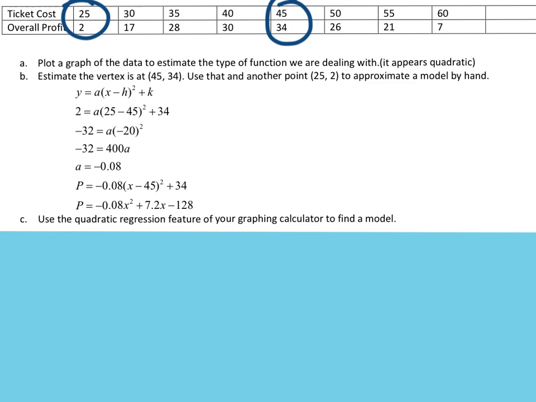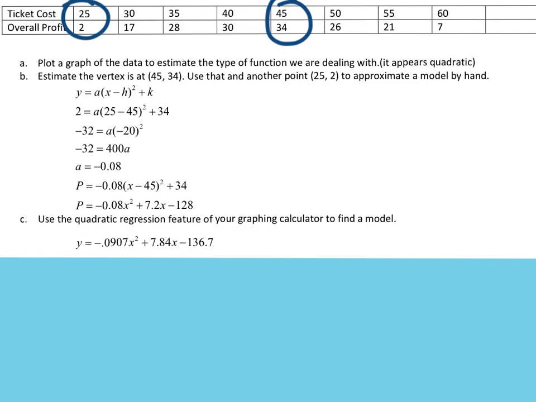Now let's use our technology. Following the steps that we just talked about, we're going to put all the x's, all the ticket costs, here in list 1, and we're going to put all the profits, the y's, in list 2. And then we're going to hit Stat, Calc, Quad Reg, and we're going to get this equation right here. If you're practicing this at home, I would punch the buttons and see if you can't get this same equation as I got.